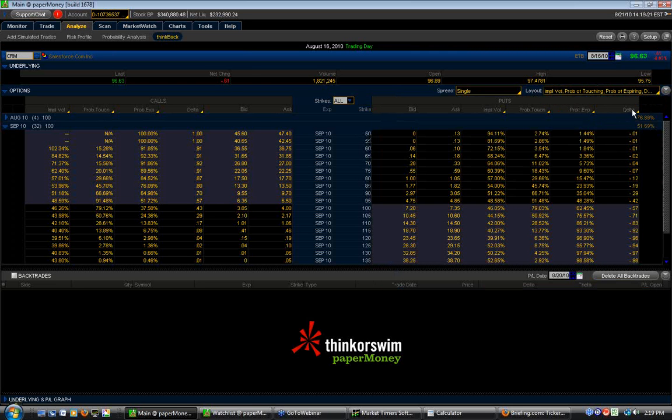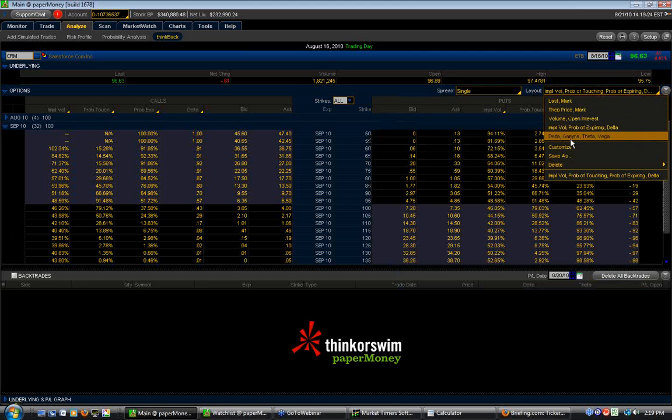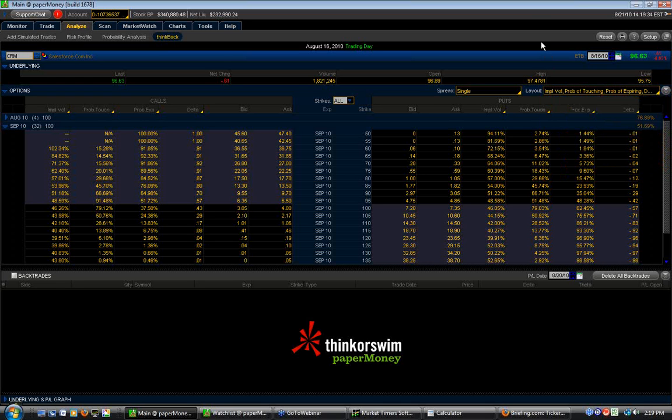Let's do that again. See under Layout, open up the window, click Customize. Because by default it's the Greeks, which is no problem. I mean, Delta Gamma Theta Vega is fine. But I'd like to have this one, which I use. Anyways, so we're looking at the 105s.